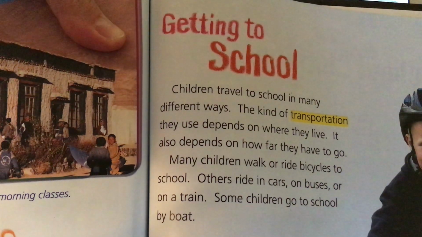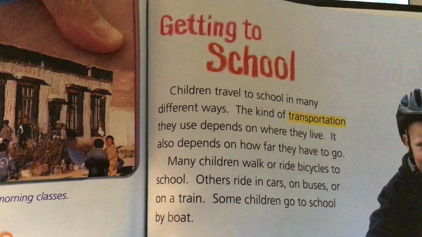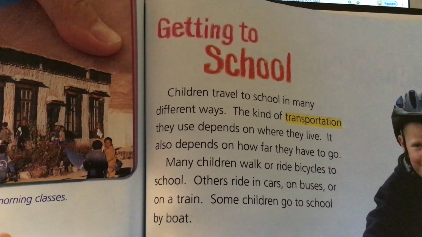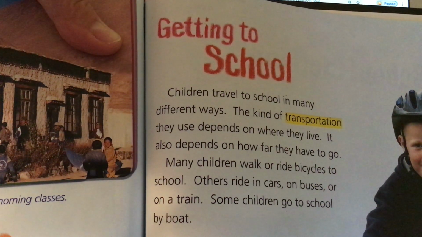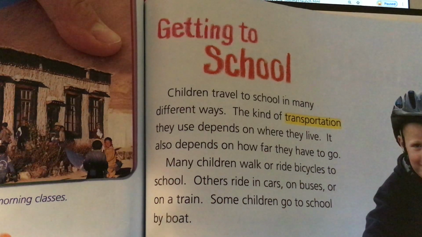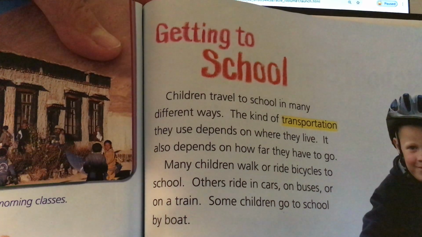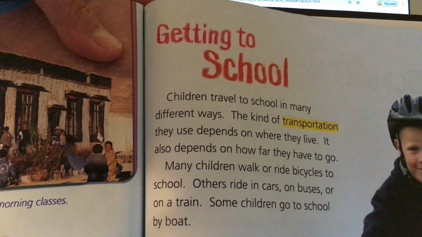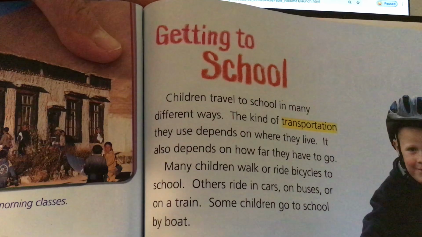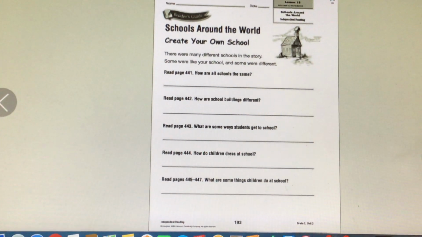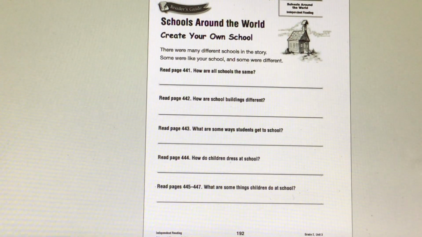Okay. Getting to school. Children travel to school in many different ways. The kind of transportation they use depends on where they live. It also depends on how far they have to go. Many children walk or ride bicycles to school. Others ride in cars, on buses, or on a train. Some children go to school by boat. Let me move this out of the way. Zoom back in on that workbook page that you're working on right now.